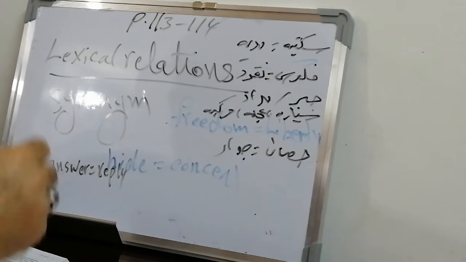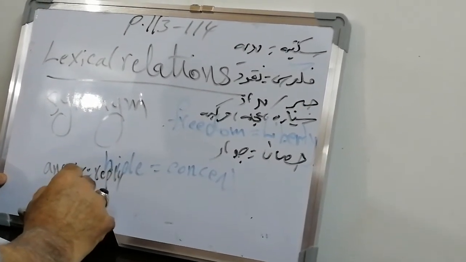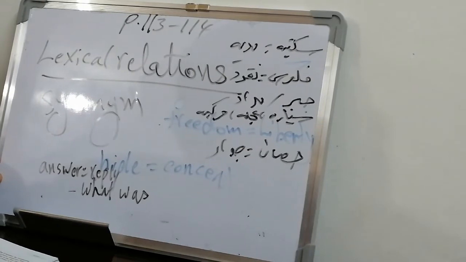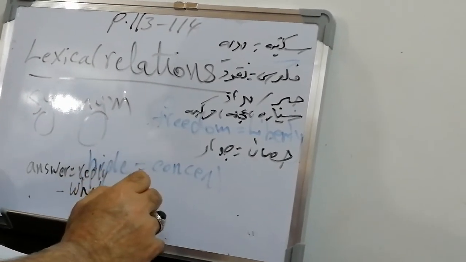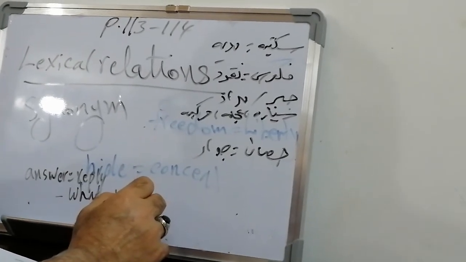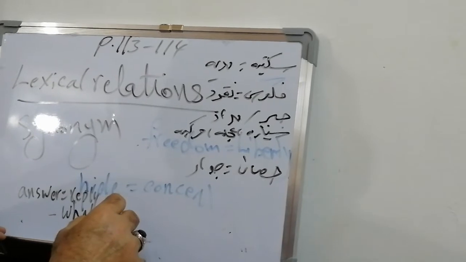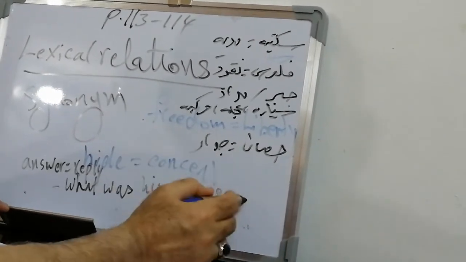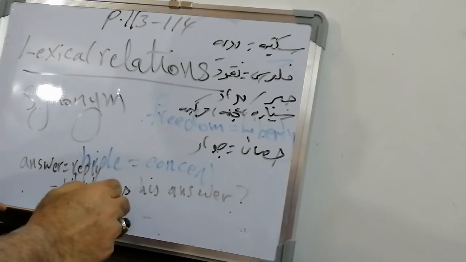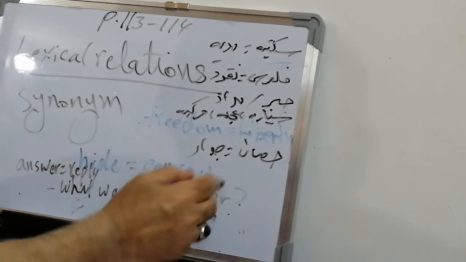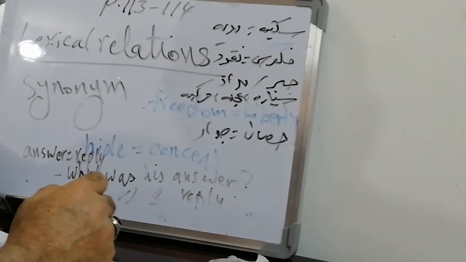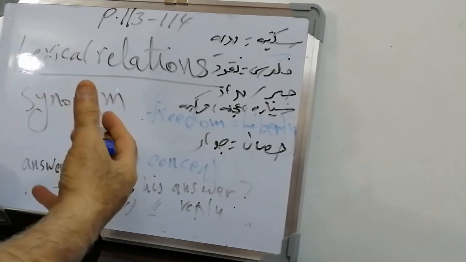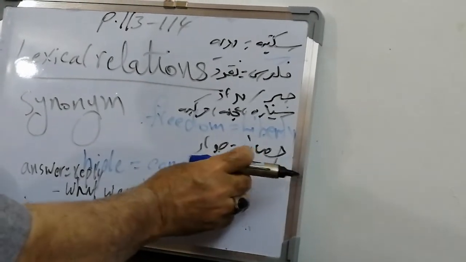Now for example, I take this example: what was his answer? What was his reply? Okay, never mind. Here you can use them. But for example, it is not possible to say, for example, that I have here.